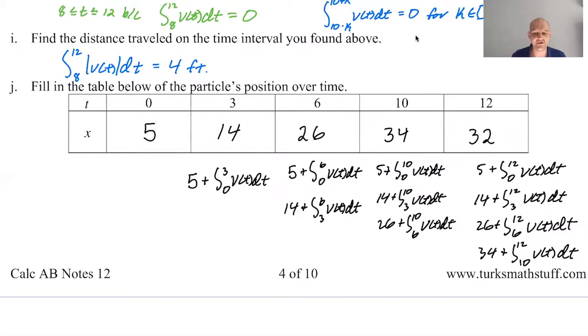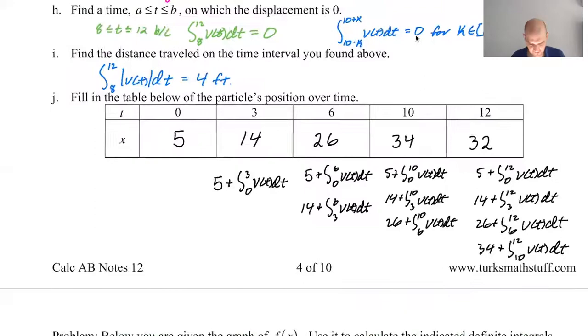Did we ever get to 0? We did not, because 0, 12, and 10, those are the endpoints and the critical point. You never got to 0 because 5 is the absolute minimum. So there's a lot of stuff you can learn by doing this.